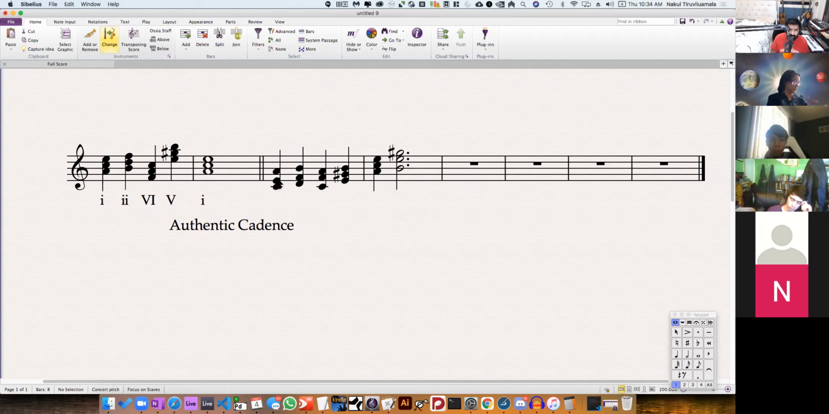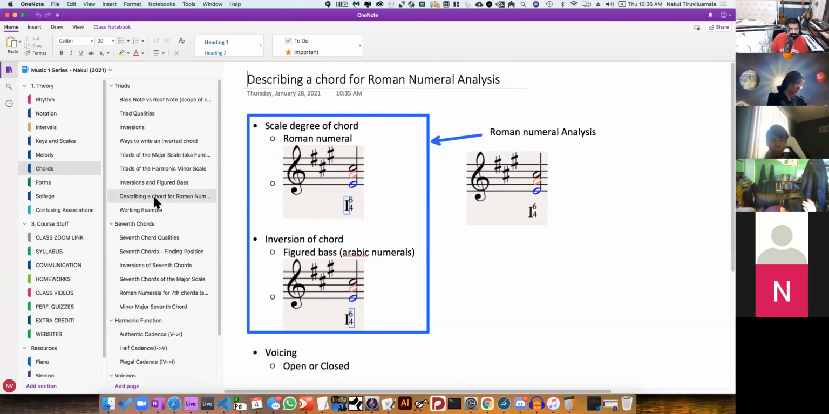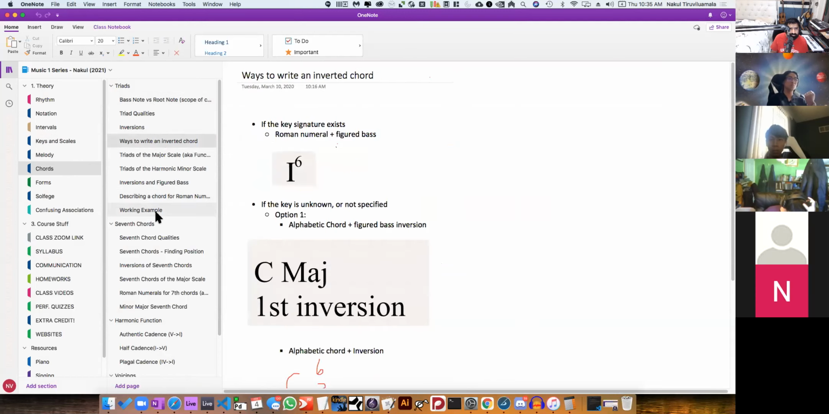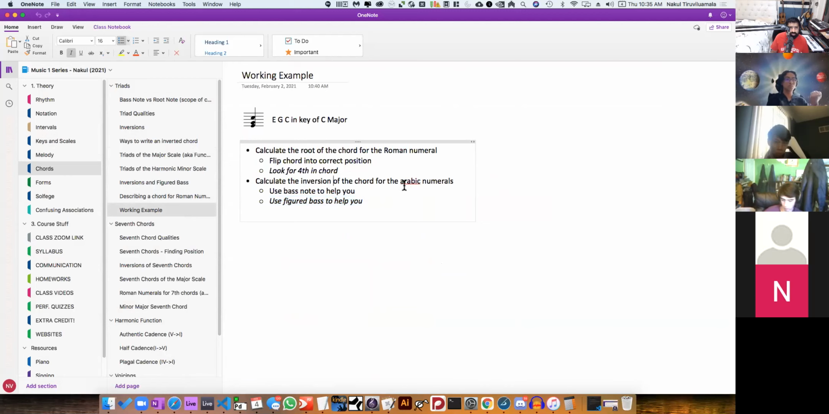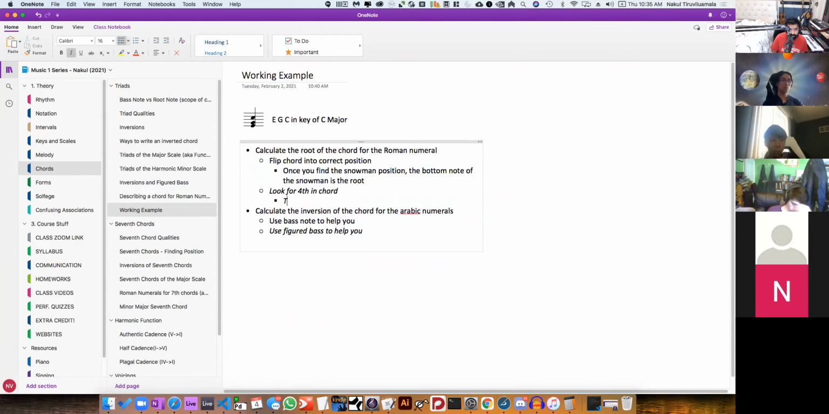If we're trying to figure out the root of the chord, there are two ways we can do this, which we talked about last time. We could flip the chord into the correct position, and once you find the snowman position, the bottom note of the snowman is the root. Or you can look for the fourth in the chord, and the top of the fourth is the root.